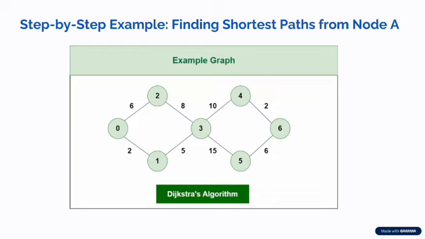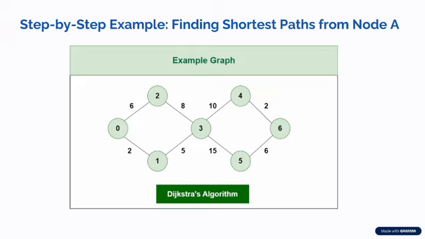Let's see this in a graph. For this graph, we will assume that the weight of the edge represents the distance between two nodes. Initially, the distance from the source node to itself is 0. In this example, the source node is 0. The distance from the source node to all other nodes is unknown, so we mark all of them as infinity.